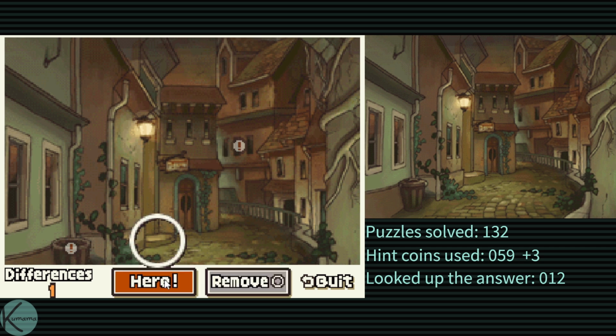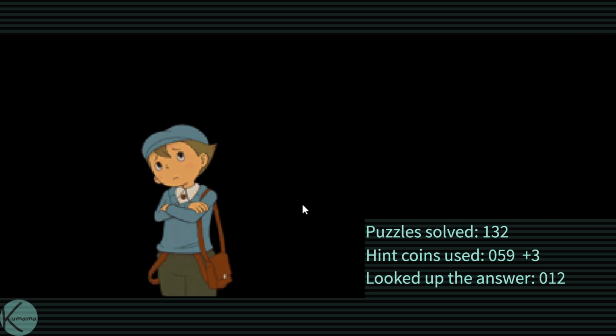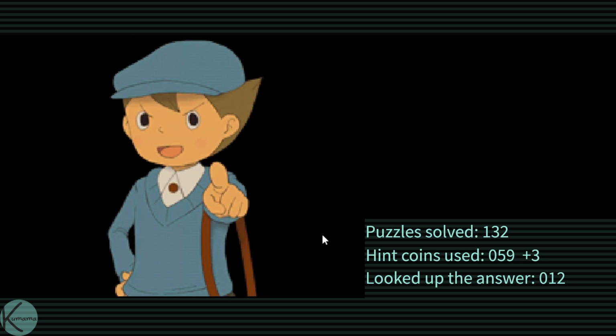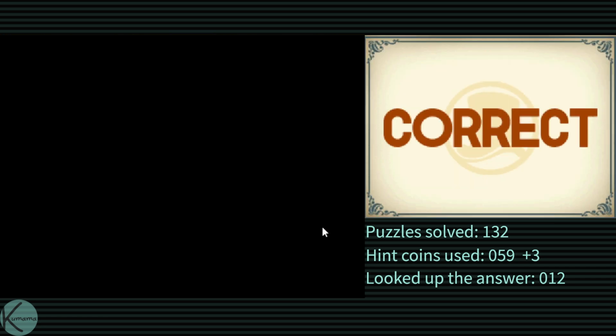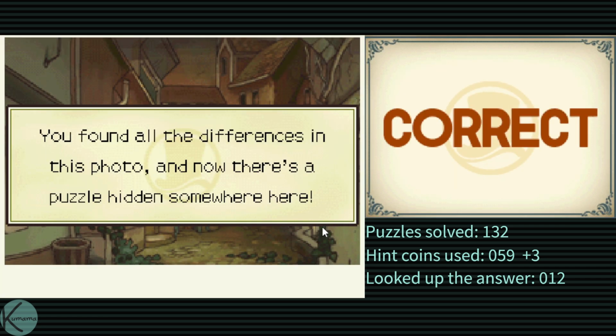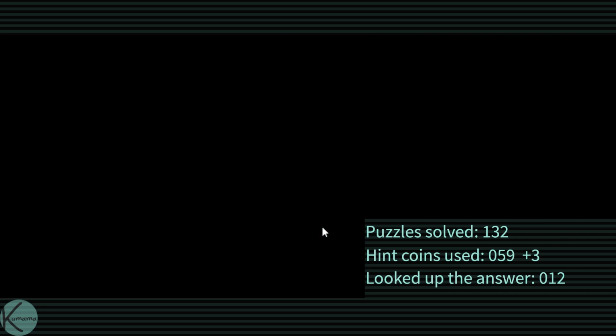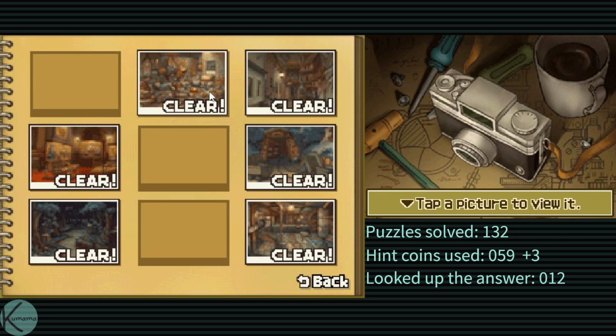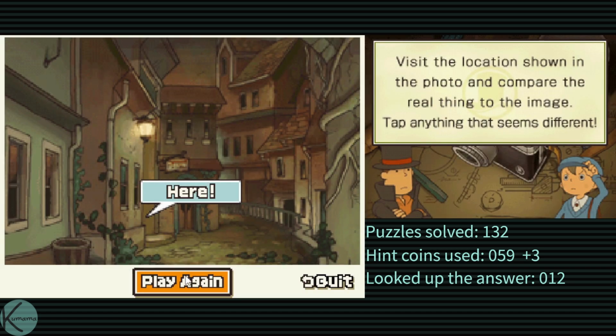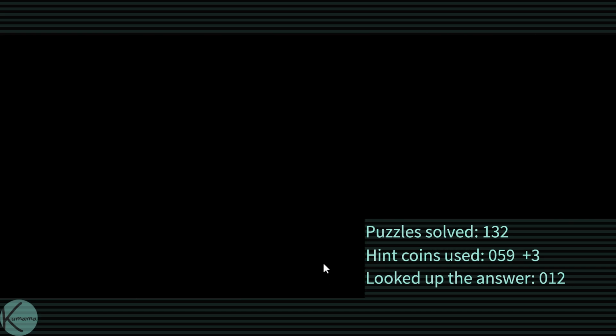The ground's not as high. Let's see if this works. Nice, nice. Piece of cake. Found all the differences. It's probably the trash can, which would be where the other trash can puzzle should have gone. Oh, no, it's down the alley. Okay.